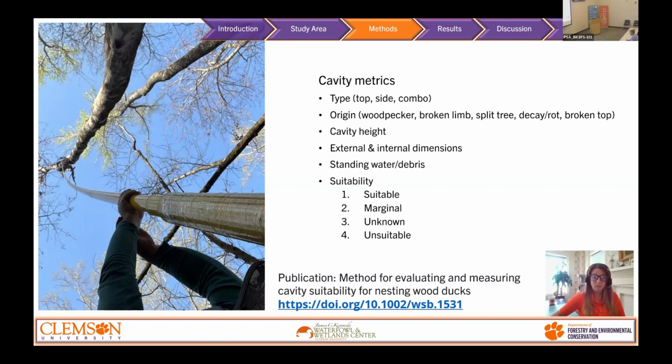Suitable cavities were defined as having entrances greater than or equal to 6 by 6 centimeters. They had to be at least 10 centimeters deep, and platform dimensions had to be at least 14 by 15 centimeters. They also had to be without standing water or debris, and they couldn't be hollow to the ground. I measured dimensions in the order that they would be encountered by a wood duck hen, and I only recorded the reason for unsuitability for the 4 most disqualifying criteria.